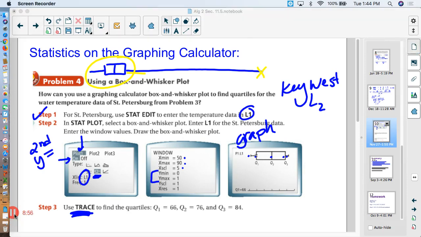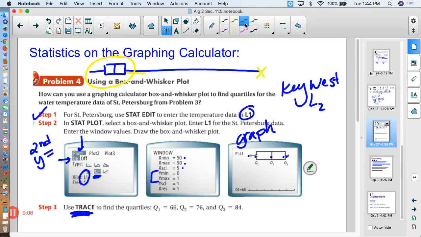So the picture that you have on your screen right now is for St. Petersburg data. We're going to compare that with Key West. All right? So what I want you to do is go back to your stat plot. Okay, second y equals. This time choose plot 2. Set it to be a box and whisker plot again. But this time now, instead of list 1, we're going to use list 2. To get that, you just do the second key and the number 2 key.